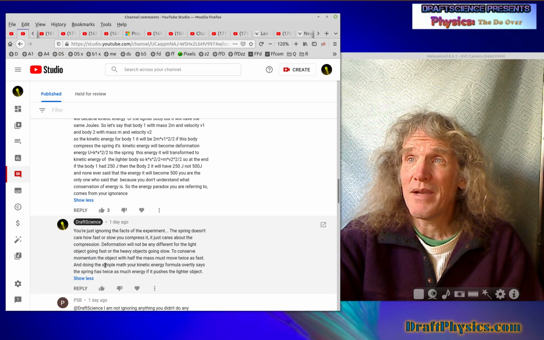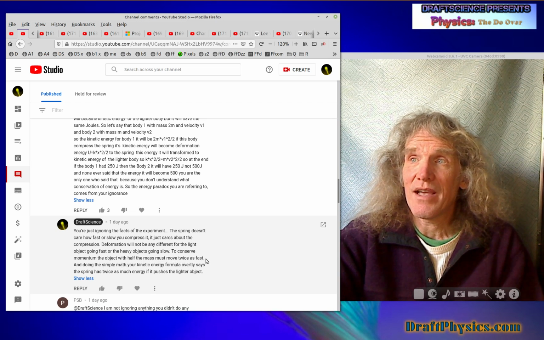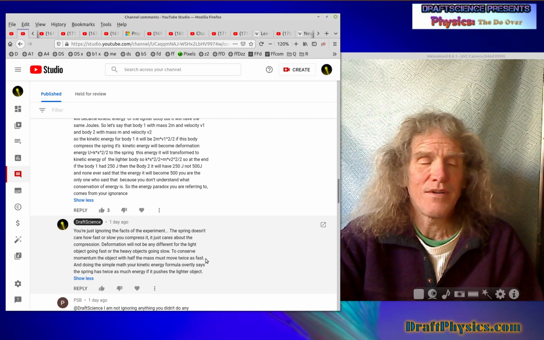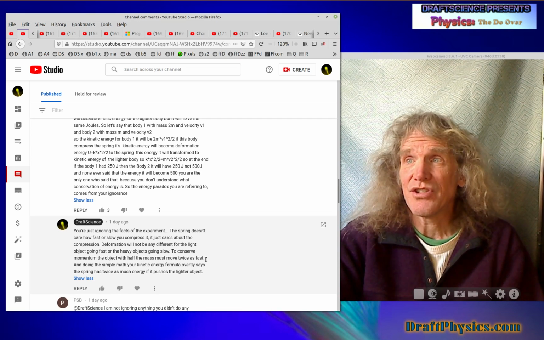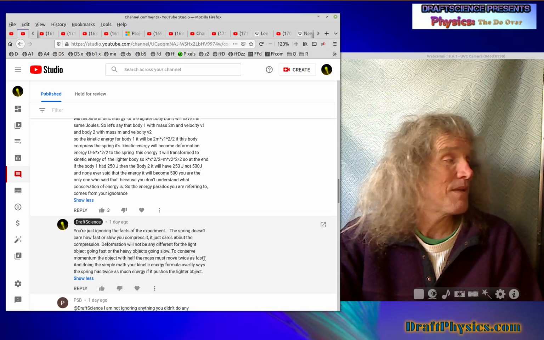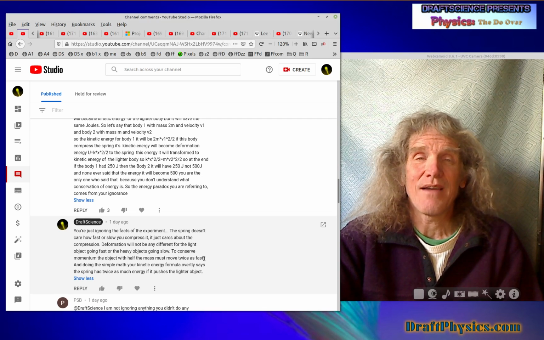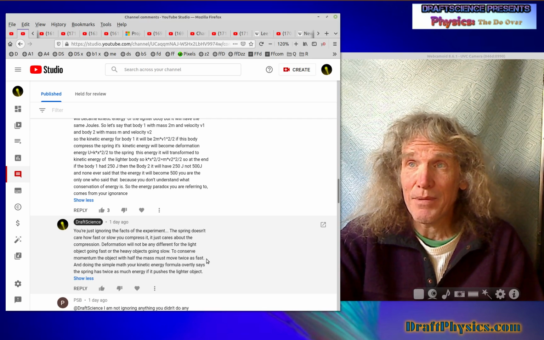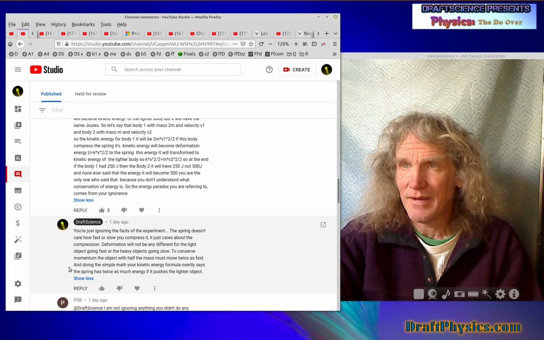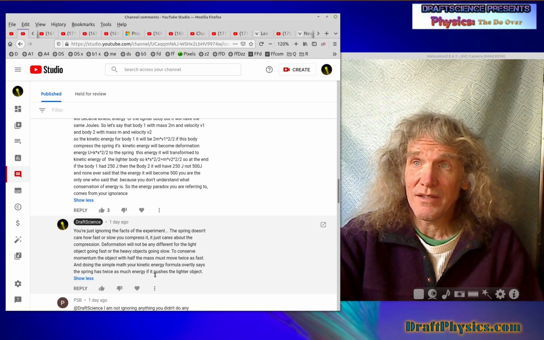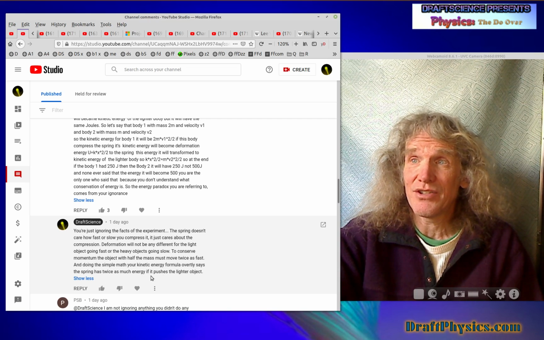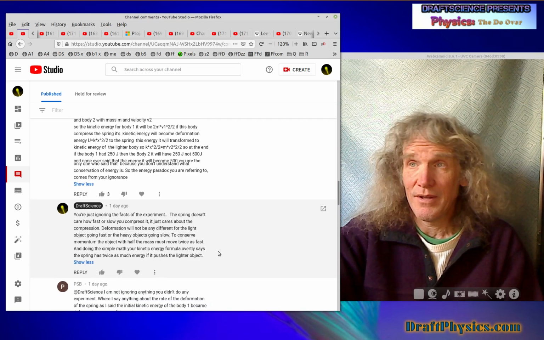To conserve momentum, the object with half the mass must have moved twice as fast. So you can't say momentum is conserved and yet the heavy thing and the light thing have the same kinetic energy. It's impossible to do that. You can't conserve the momentum and say that two different objects have the same energy. It can't happen. Your formula says it can't happen. And doing the simple math, your kinetic energy formula overtly says the spring has twice as much energy if it pushes the lighter object. All right.